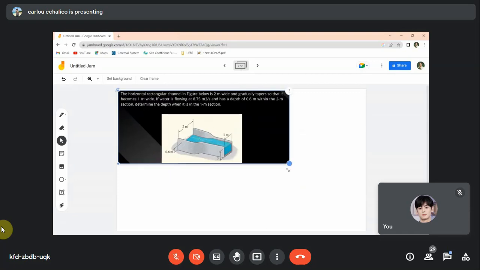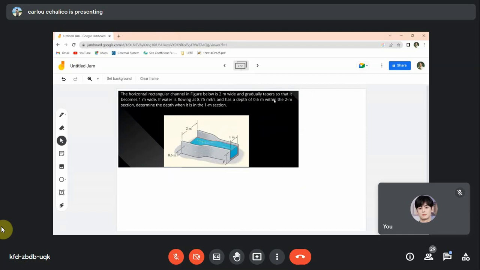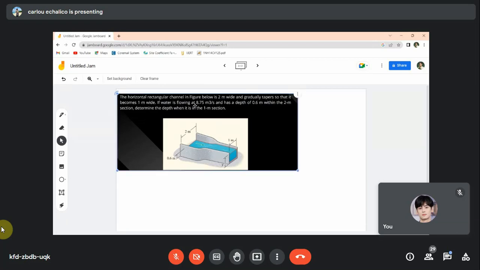Example number 2. You have a horizontal rectangular channel in the figure below. Your base is 2 and your depth is 0.6, but it gradually tapers, and its base here is just 1 meter. If the water is flowing at 8.75 cubic meters per second, the discharge is given. And the depth is 0.6 within the 2 meter section.